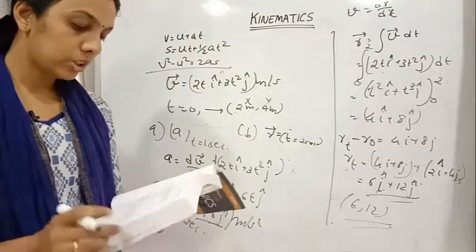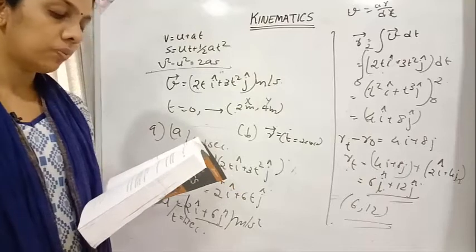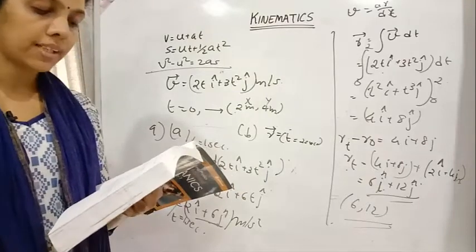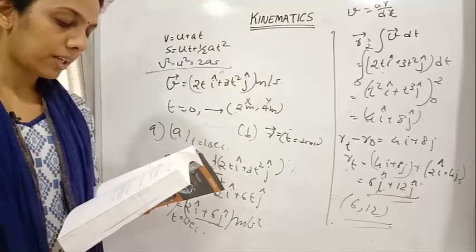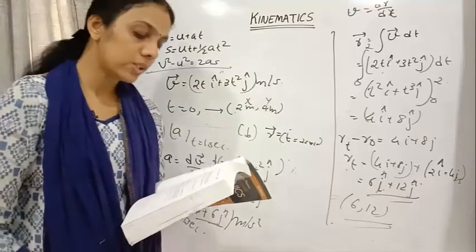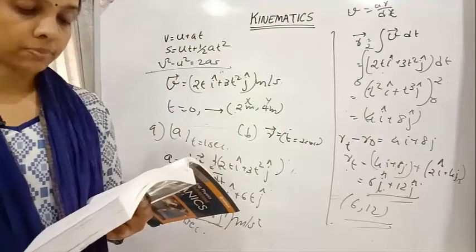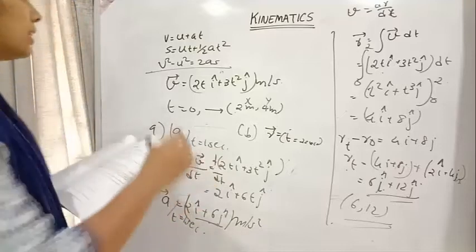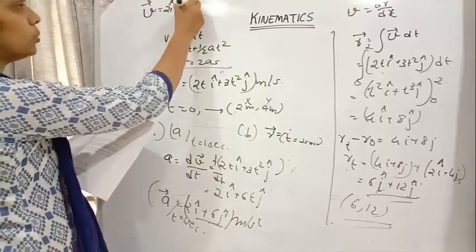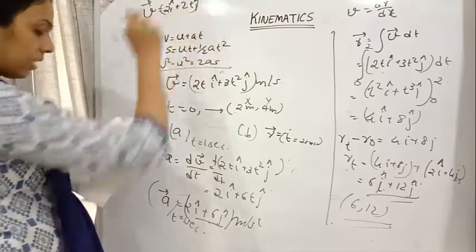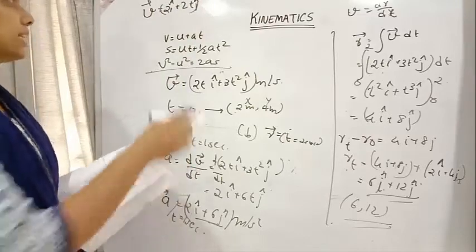Clear? Next question is, the velocity of the particle at any time t is v equals 2i plus 2t j cap. Find the acceleration and displacement of the particle at time t equals 1 second. Can we apply v equals u plus at or not? Velocity is given as v equals 2i plus 2t j cap, meter per second. First we can find out the acceleration.